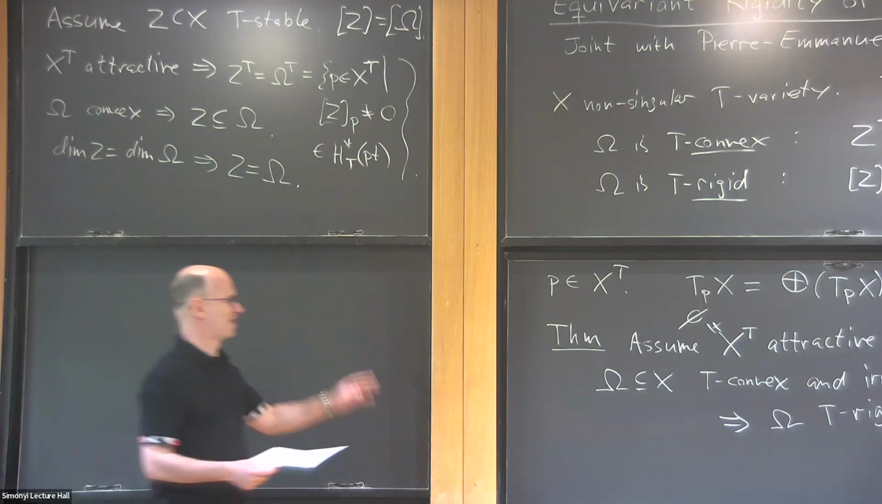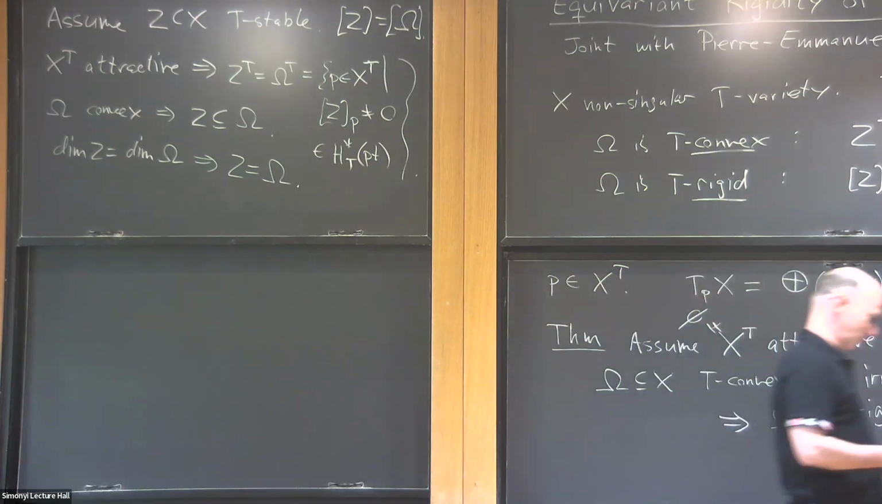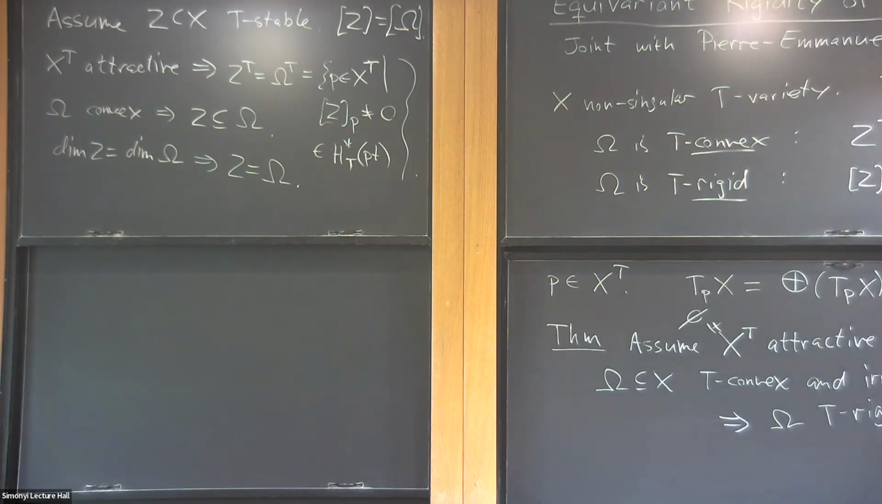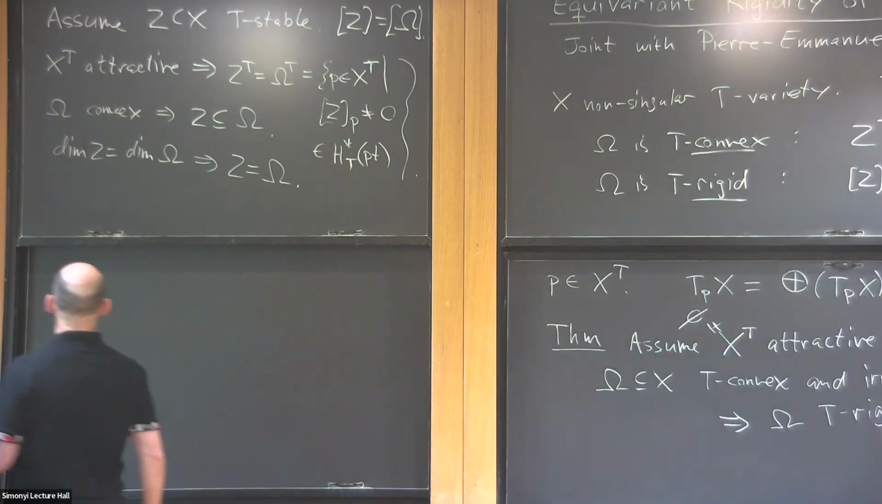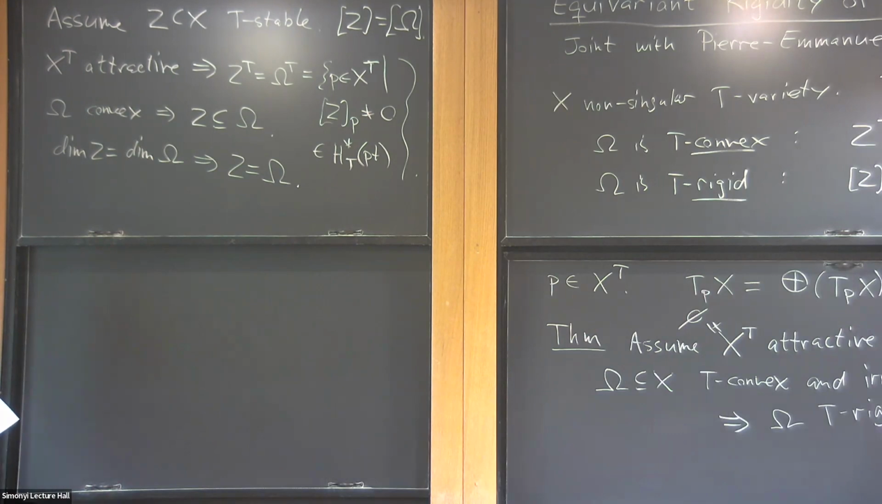Okay, so we have a way to show that things are T-rigid. We also have a way to prove that things are convex. For this, I'll use the Bialynicki-Birula decomposition.